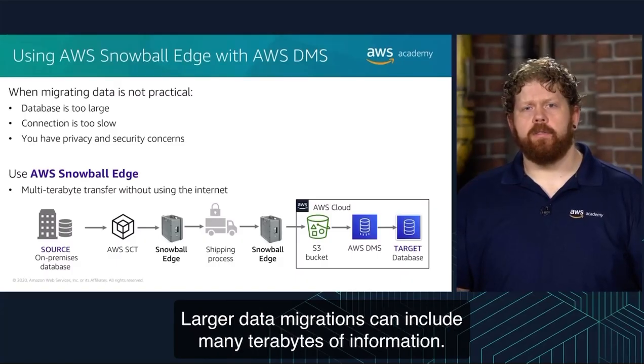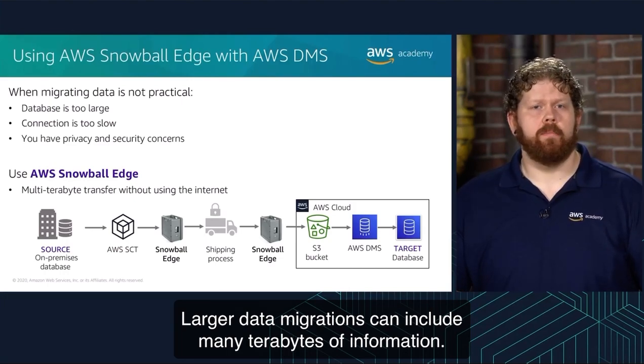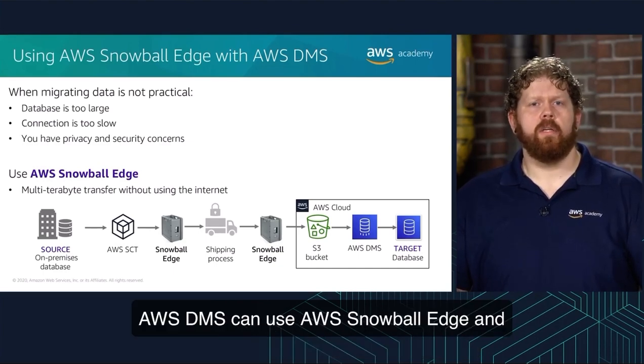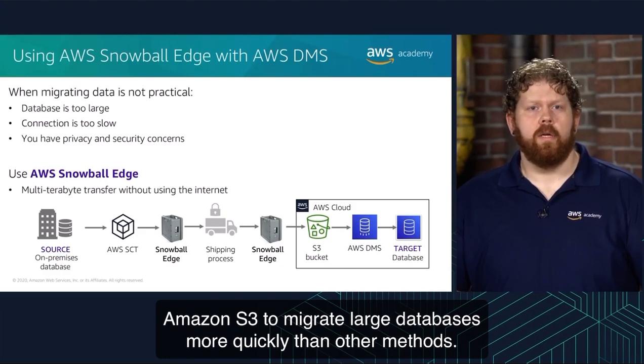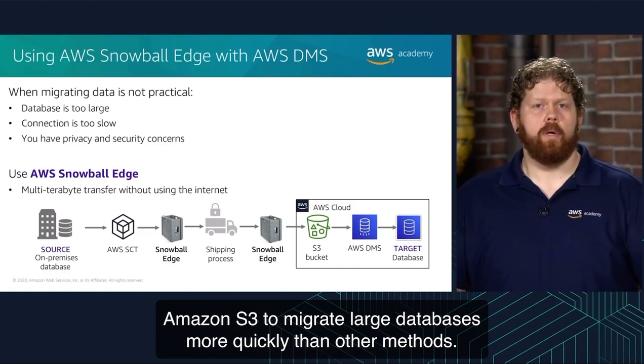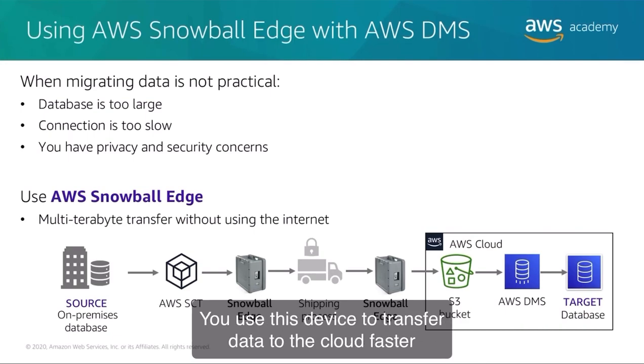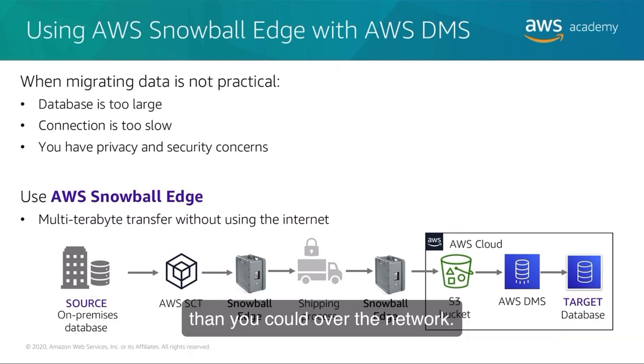Larger data migrations can include many terabytes of information. This process can be difficult because of network bandwidth limits or the amount of data. AWS DMS can use AWS Snowball Edge and Amazon S3 to migrate large databases more quickly than other methods. AWS Snowball Edge provides a piece of hardware known as an edge device. You use this device to transfer data to the cloud, faster than you could over the network.